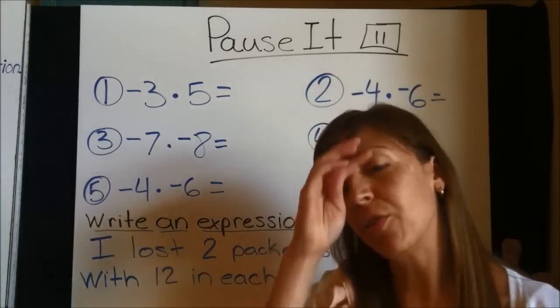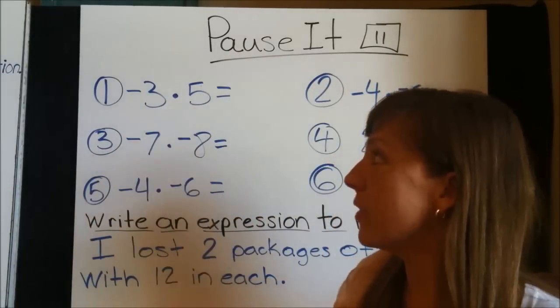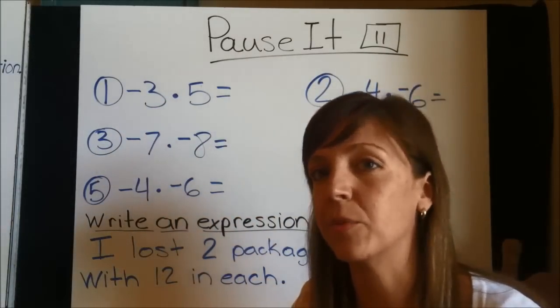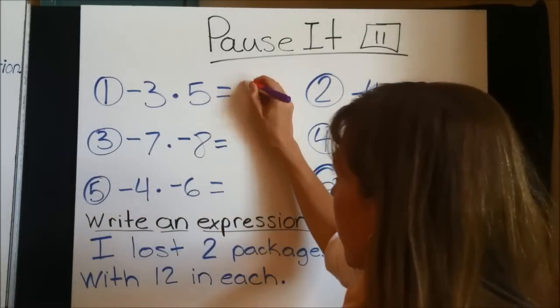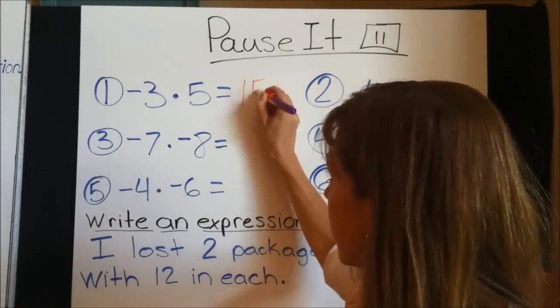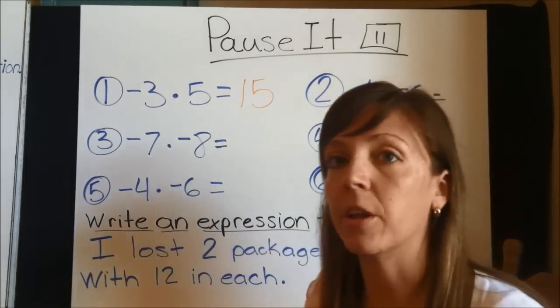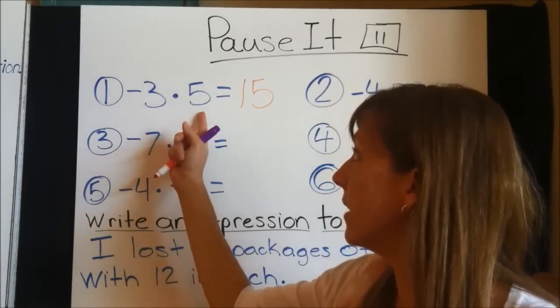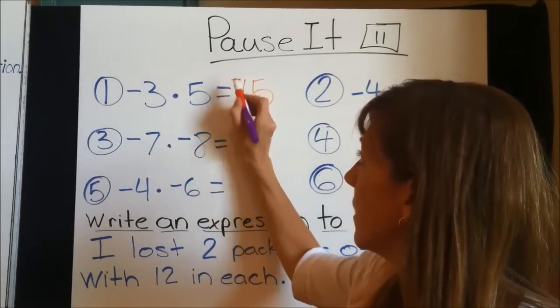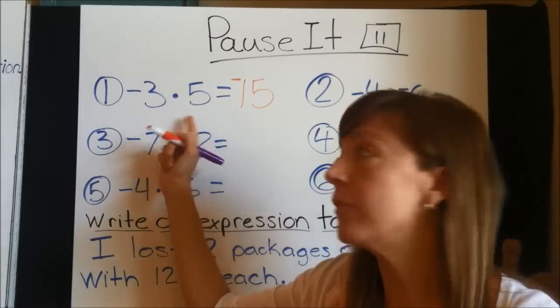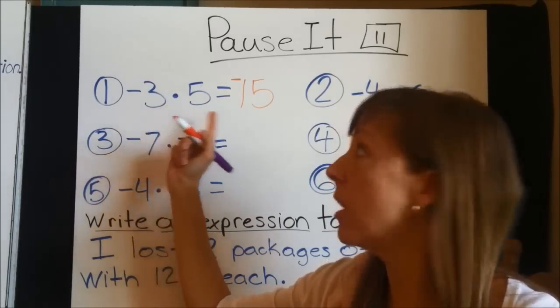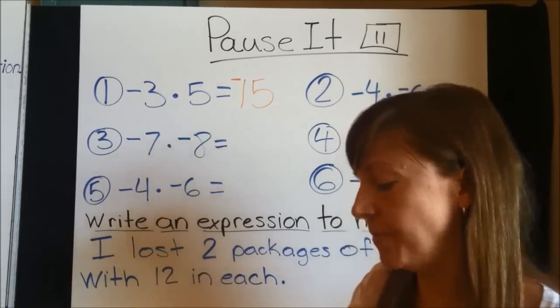Okay, negative 3 times 5. Well, I know that 3 times 5 is 15. And on an earlier board, I learned that a negative times a positive is a negative. It's like saying I owe 5 of my friends $3. In all, I owe $15.